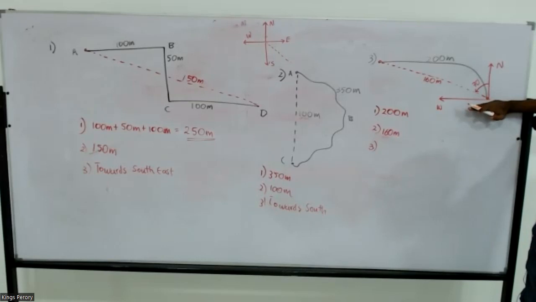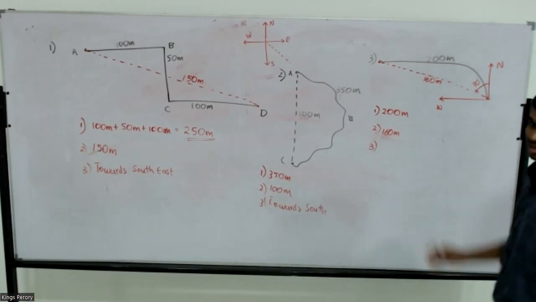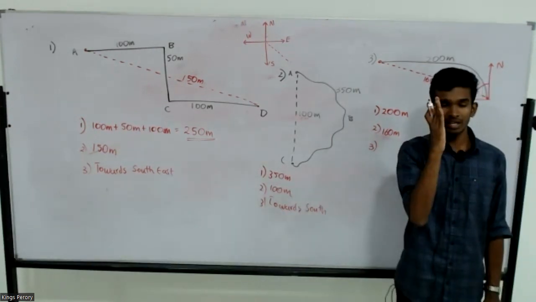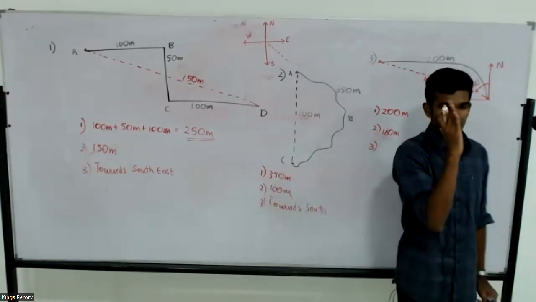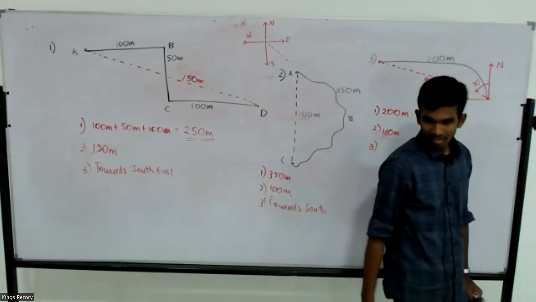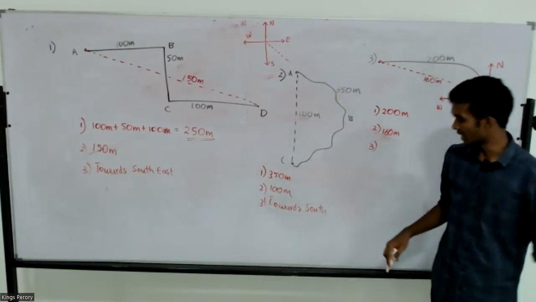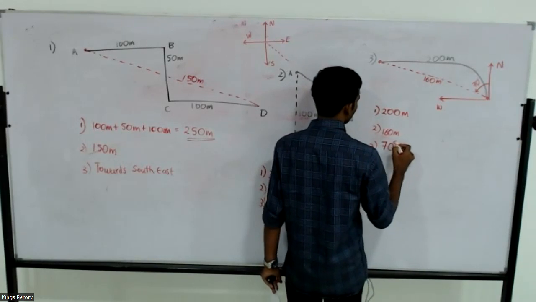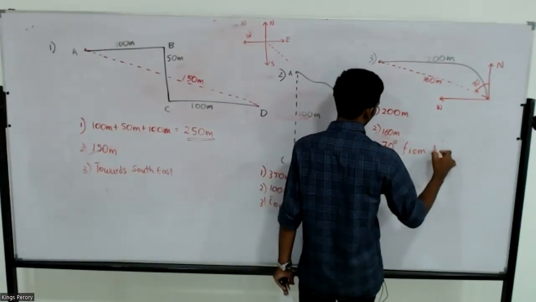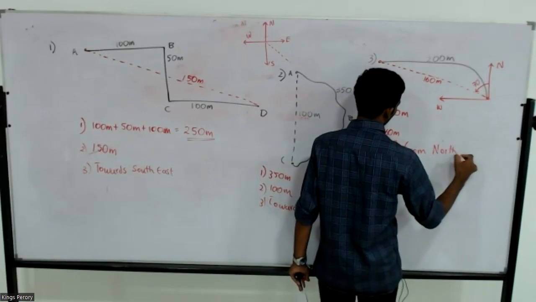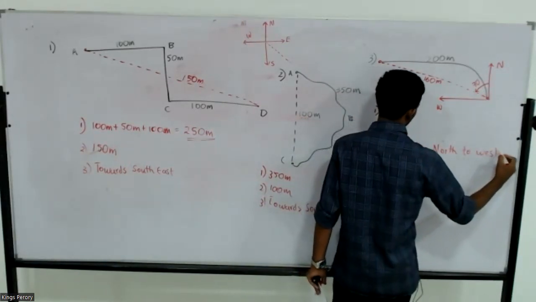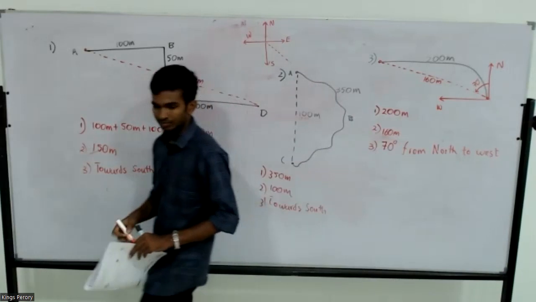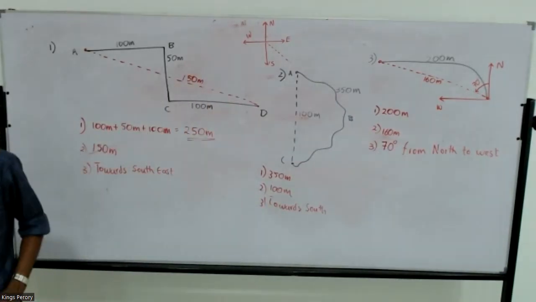So what is his direction? Not just northwest, 70 degrees from north to west. That means he stands in the north direction and he turns how much of an angle? 70 degrees towards west. Clear? And he starts running. So what is his direction? You can't just tell northwest. Now you can tell 70 degrees from north to west. Clear? Online people?